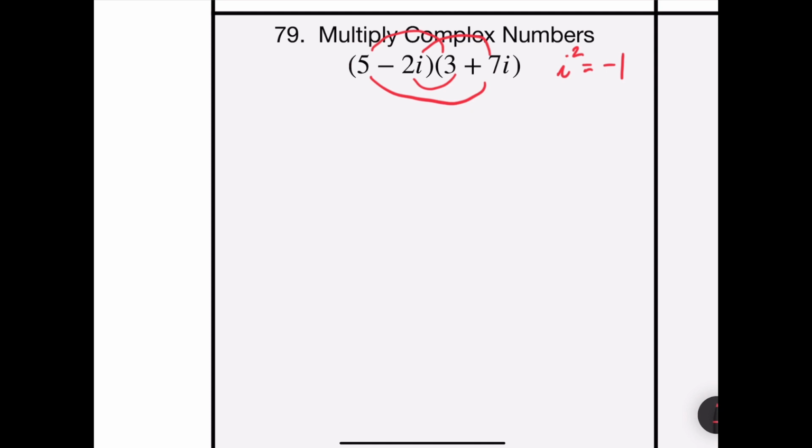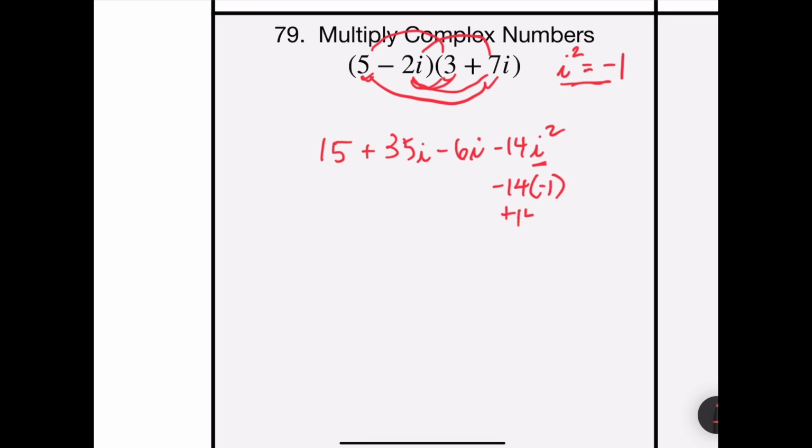So let's multiply. 5 times 3 is 15. 5 times 7i will be 35i. Negative 2i times 3 is negative 6i. And negative 2i times 7i is negative 14i squared. So here's where our definition comes into play. i squared is negative 1. So this would be negative 14 times negative 1, which would be positive 14.